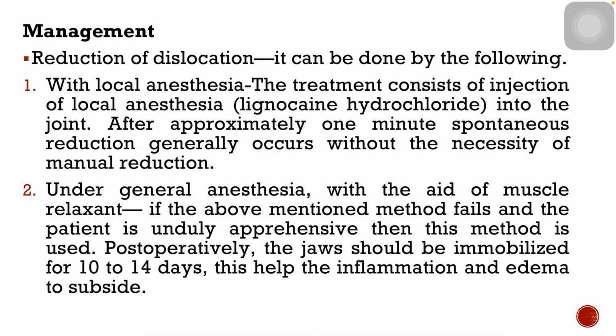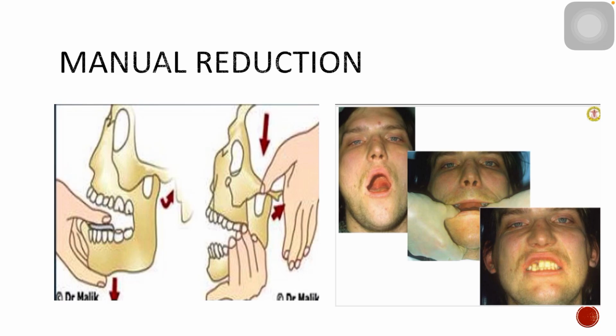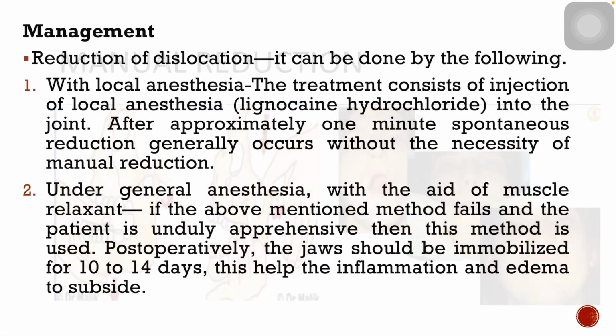Management: reduction of the dislocation, either manual reduction as shown in this picture, or by injection of local anesthesia within the joint. After a few minutes, spontaneous reduction of the joint occurs without the need for manual reduction. Under general anesthesia with the aid of a muscle relaxant, we use it when the two previous methods cannot be used because the patient is unduly apprehensive, so we use this method.